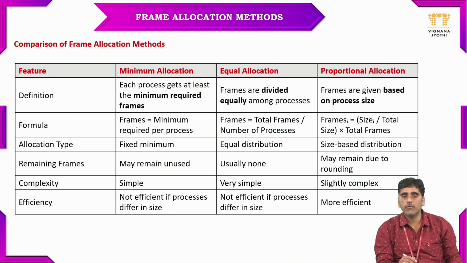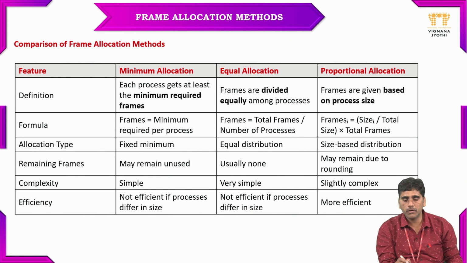Now, the comparison of all the frame allocation methods. How are we going to allocate? In minimum allocation, the minimum number of frames is allocated to each and every process, either 2, or 3, or 4, whatever it may be. Out of all the frames, we allocate the minimum number of frames to each process. And in equal allocation, we divide the total number of frames into equally sized frames.